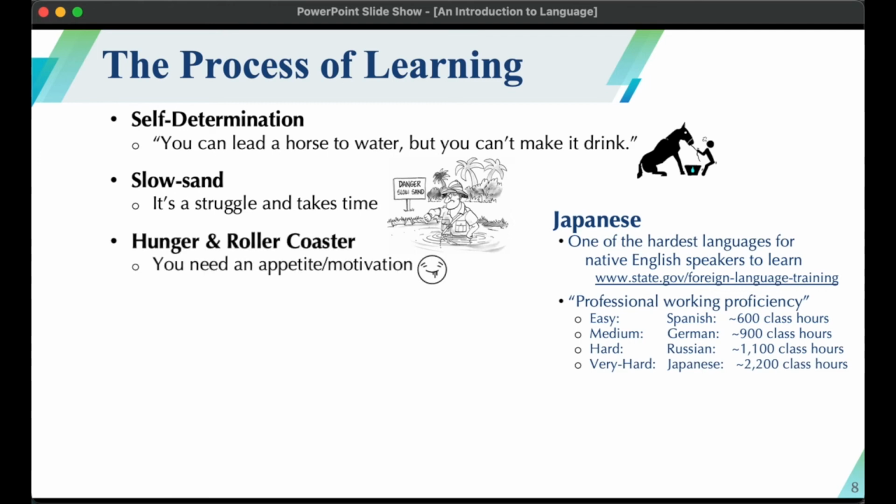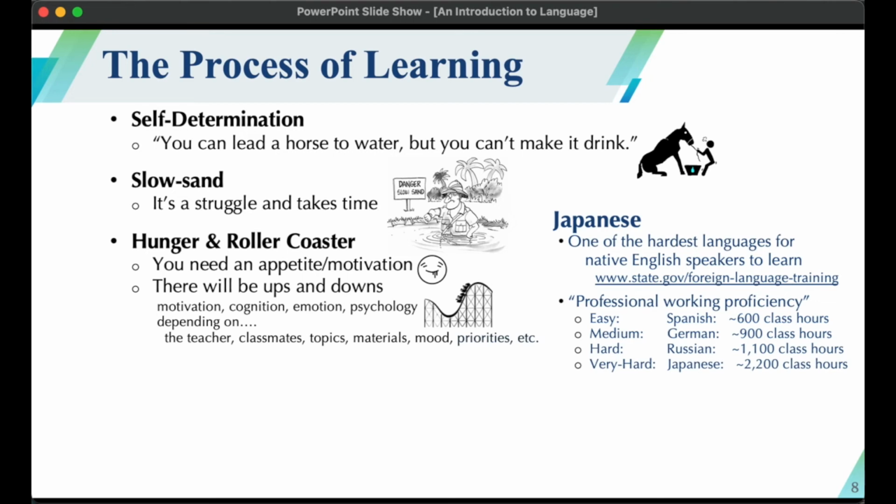Third, hunger and roller coaster. When it comes to learning a language, or anything really, you have to have an appetite, a motivation for it. But nothing is ever a completely stable, straight path. And like waves of hunger and roller coasters, there's ups and downs, whether it be in your motivation, your cognitive thinking processes, and or your emotional and psychological states. And these could depend on the teacher, your classmates, the topics, the materials themselves, your mood, or other priorities you have at a given time.